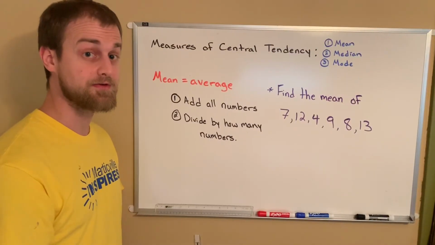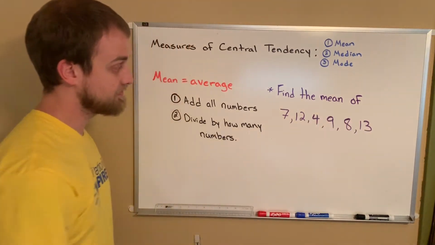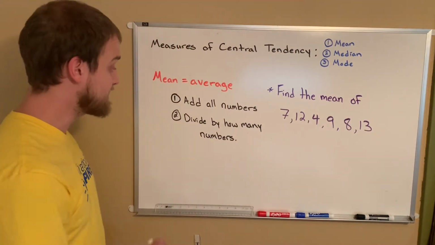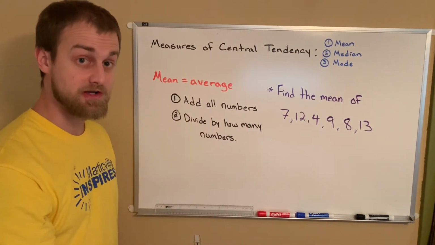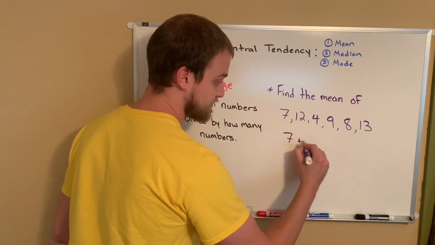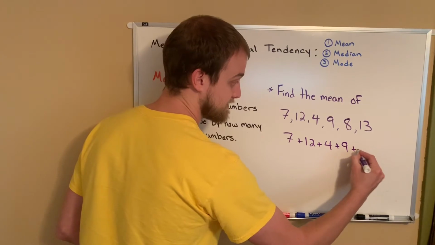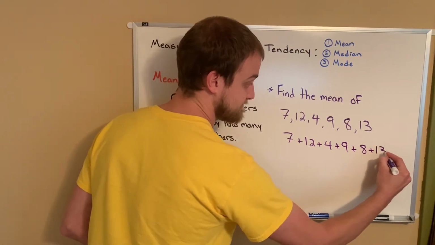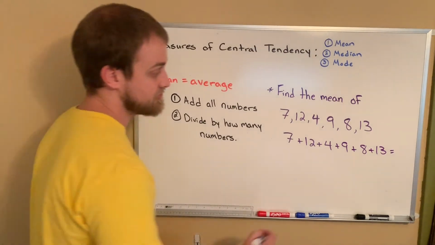Let's take a look at another example. Can we find the mean of this data set here? Well, notice our steps are going to be identical. We're going to add all the numbers, and then we'll divide by how many numbers there are. Well, let's add the numbers. 7 plus 12 plus 4 plus 9 plus 8 plus 13. And if you do that, you should get 53.